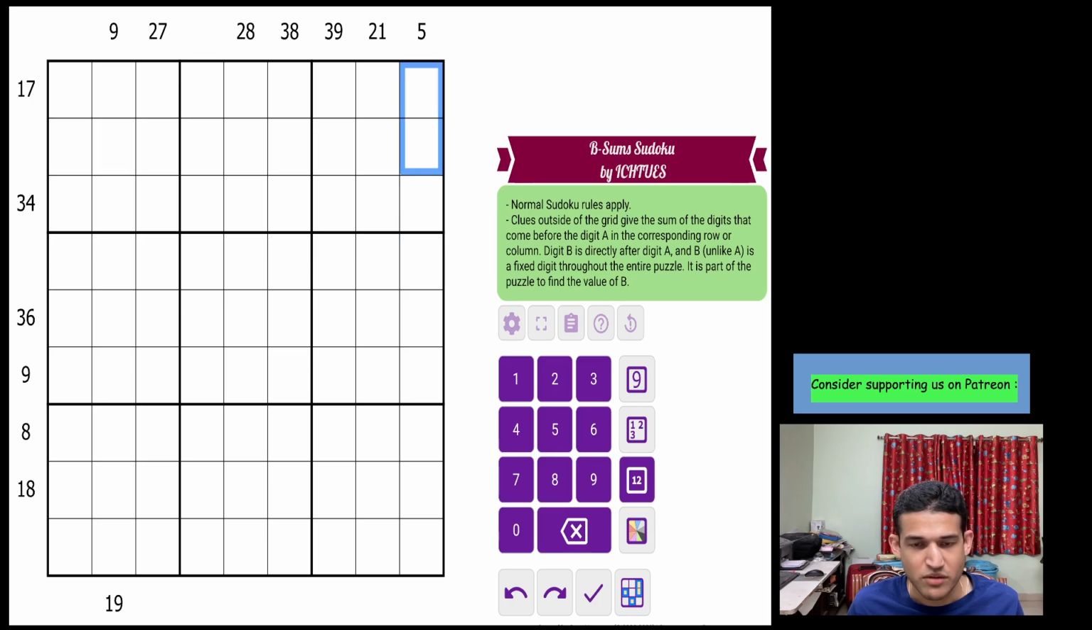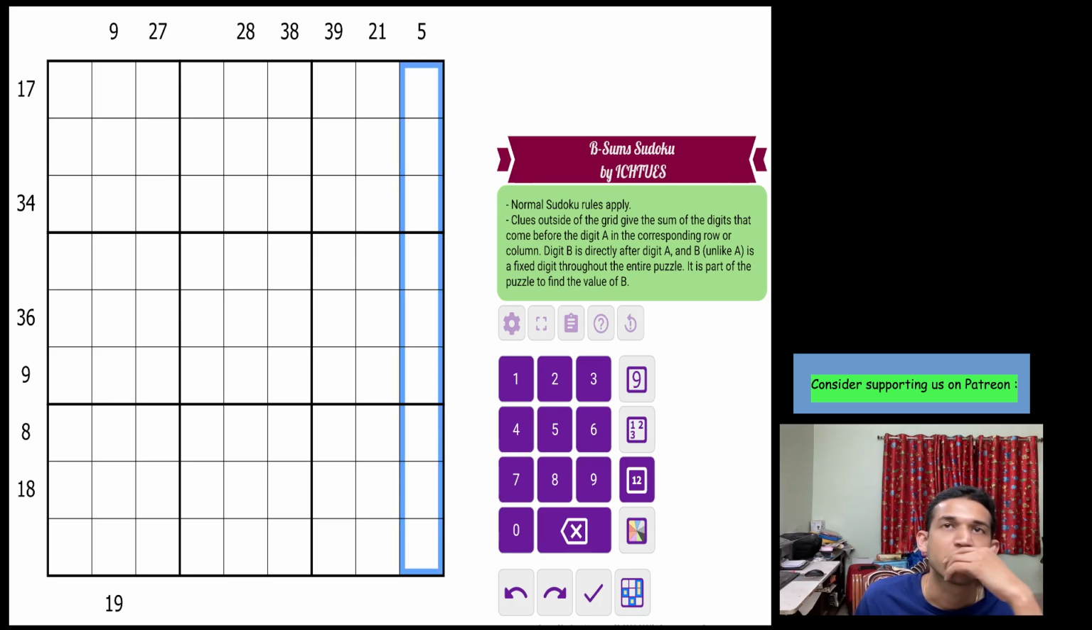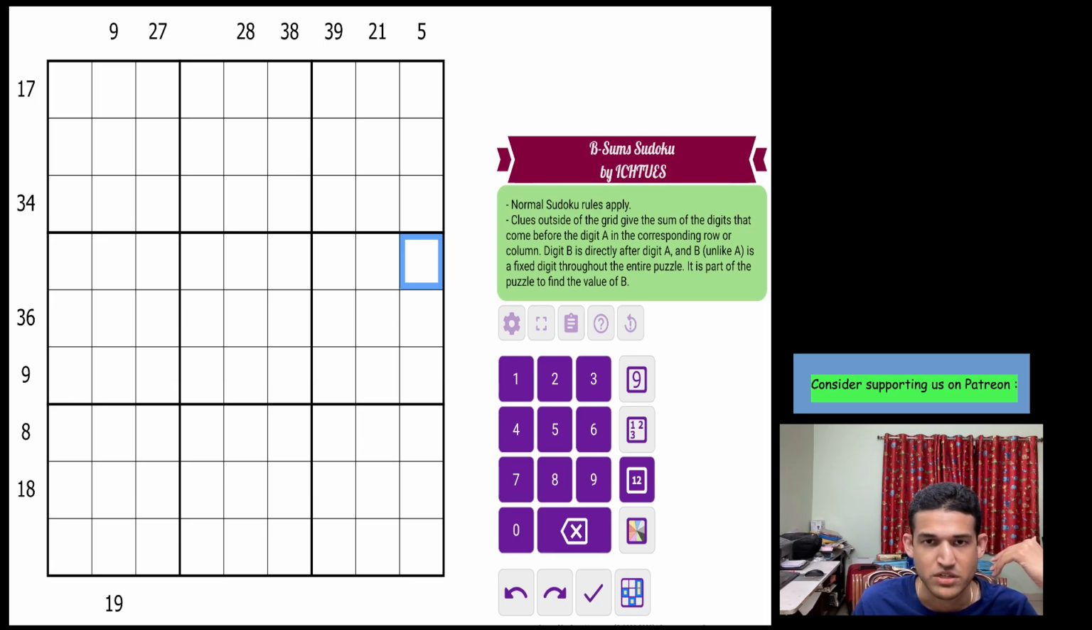So we'll start with column 9. We'll try to identify A and then try to identify B from that. Okay, so A is either here or here, right, in this column. Because if you have it anywhere else, then the 5 clue is going to get violated because the clue is just the sum of the digits before A in that column. So let's say if you have an A here, so this will be 5. If you have an A here, these 2 cells will add up to 5. Okay, so which means A is either in this cell or this cell.